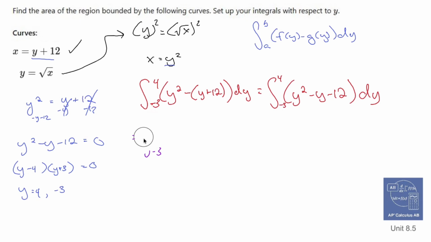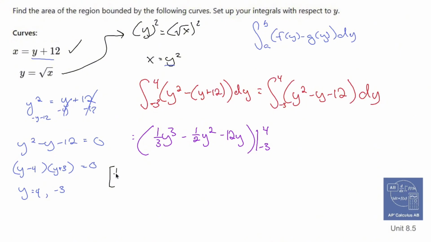I got hung up on my own joke. Let me integrate properly. y squared becomes 1/3 y cubed, negative y becomes negative 1/2 y squared, and negative 12 becomes minus 12y. The limits are at negative 3 and 4. Now it's just a messy math problem.